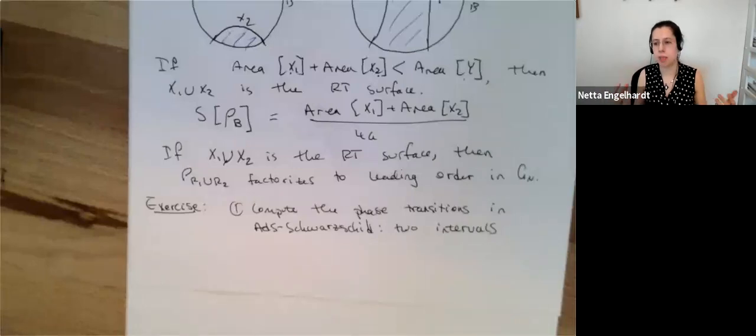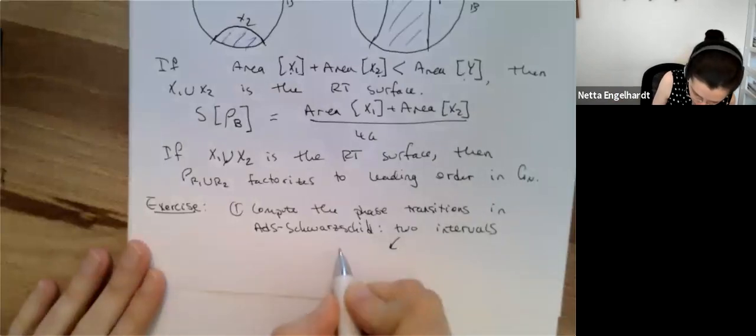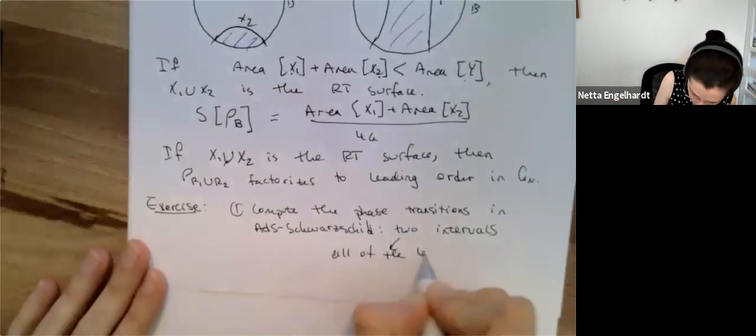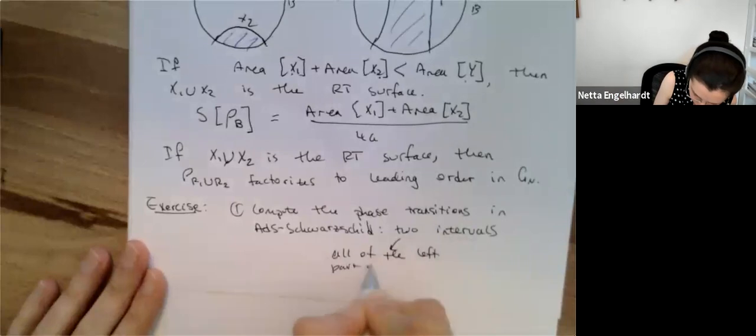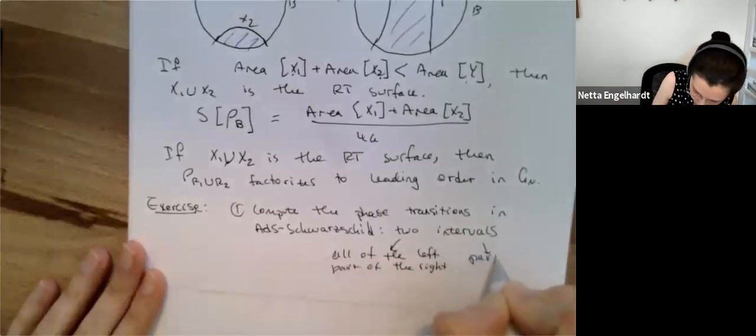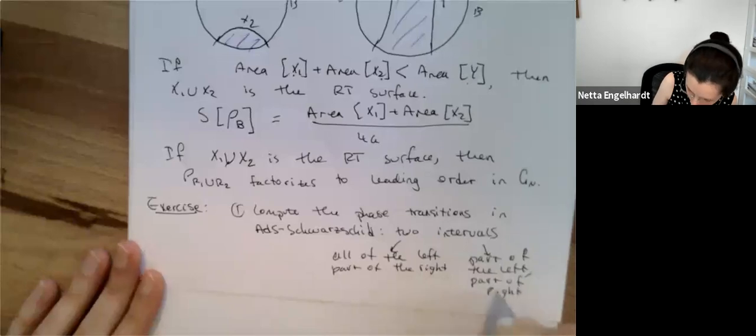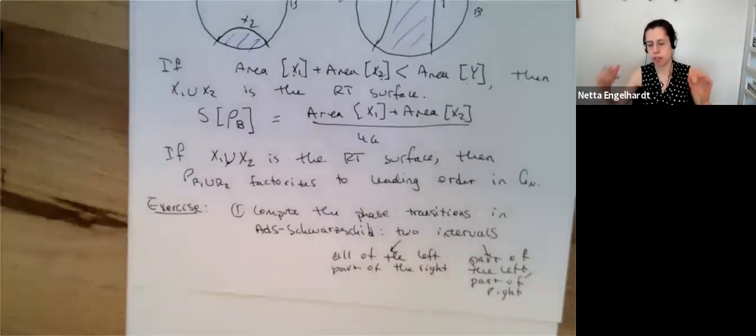So this is an example of, as you take more and more subsets of the system, eventually it begins to purify itself. So if you play around with two intervals, either all of the left, part of the right, part of the left, part of the right, etc., you can recover a Page curve as you eventually take everything to be included in the union of the two subregions.